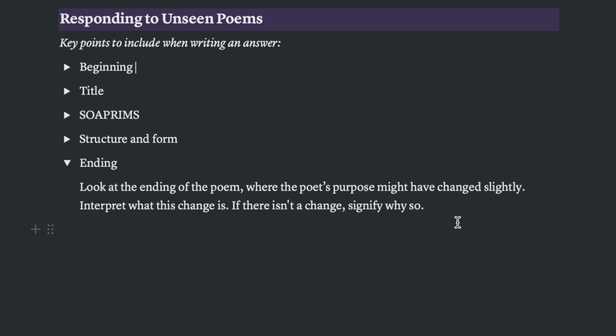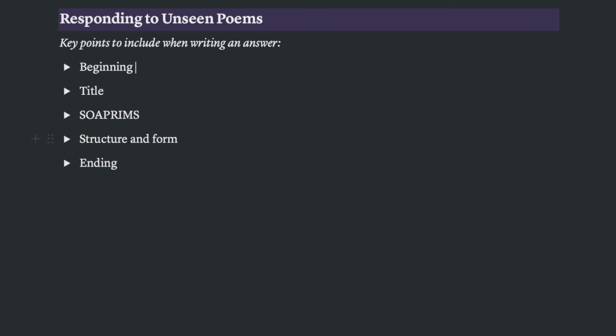And basically, when you're ending your essay, write about the ending of the poem. So it's fairly simple to remember, and this is basically your ideal structure for responding to an unseen poem: beginning, title, soaprims, structure and form, and then the ending of the poem. And this is very easy to remember, especially during the exam time. You quickly just bring this structure back to your head and just immediately start writing about the beginning of the poem, and then automatically you'll see your ideas will flow and you'll be able to write much better.